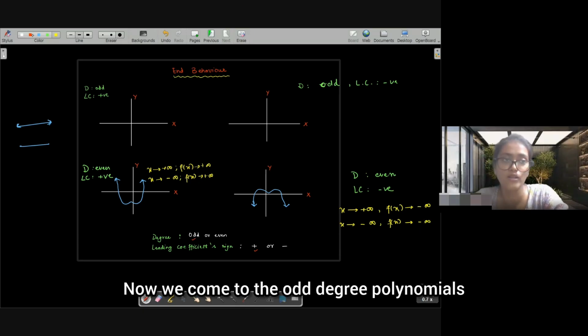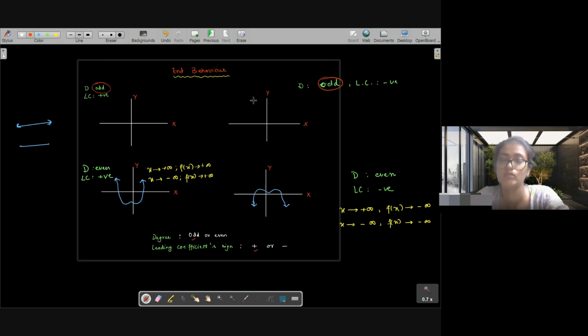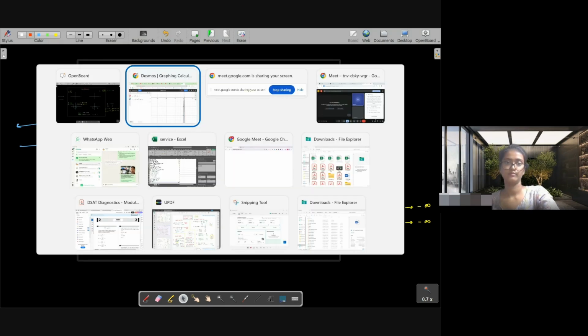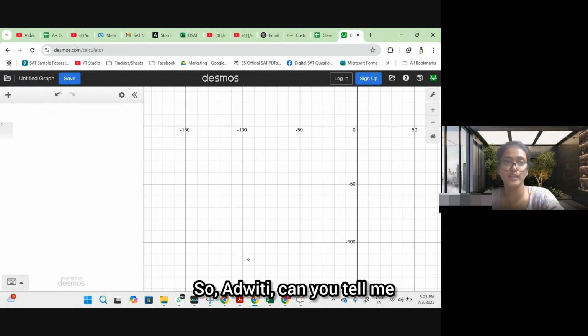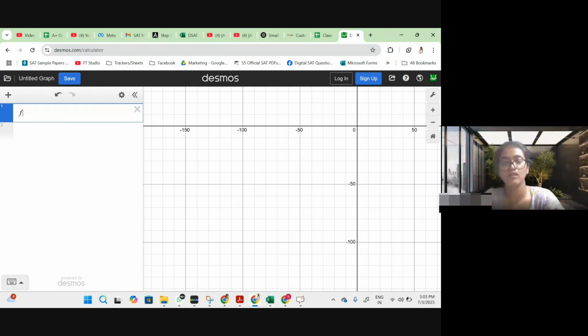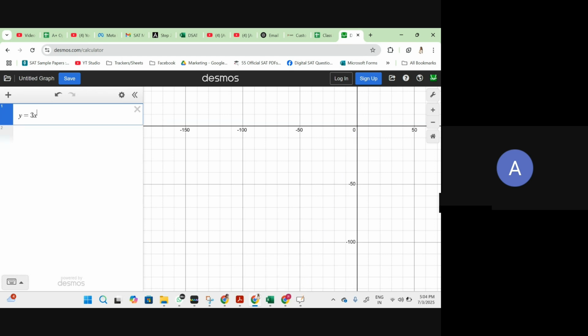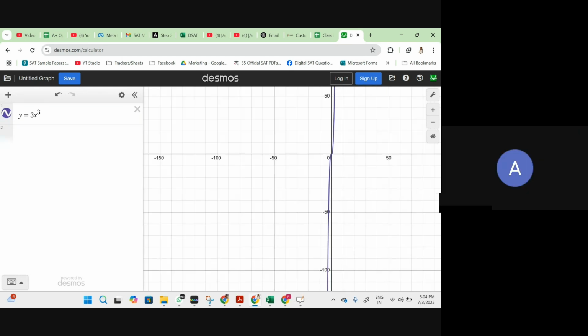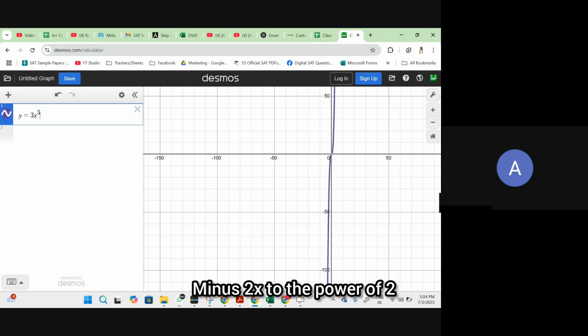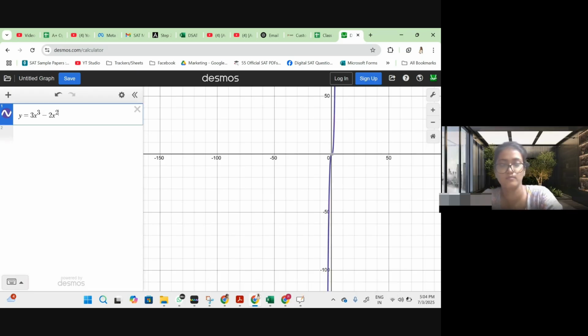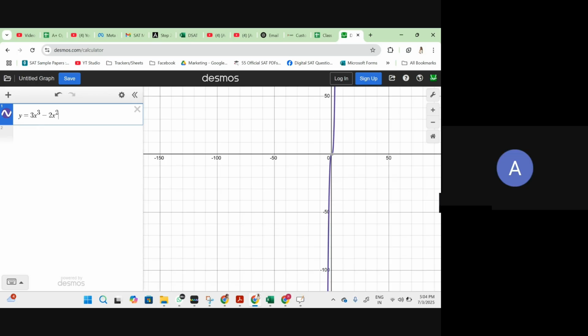Now we come to the odd degree polynomials. Odd. Okay. So, Adviti, can you tell me a polynomial of third degree, so a cubic polynomial, with positive leading coefficient? 3x to the power of 3 minus 2x to the power of 2 plus 3x minus 4.